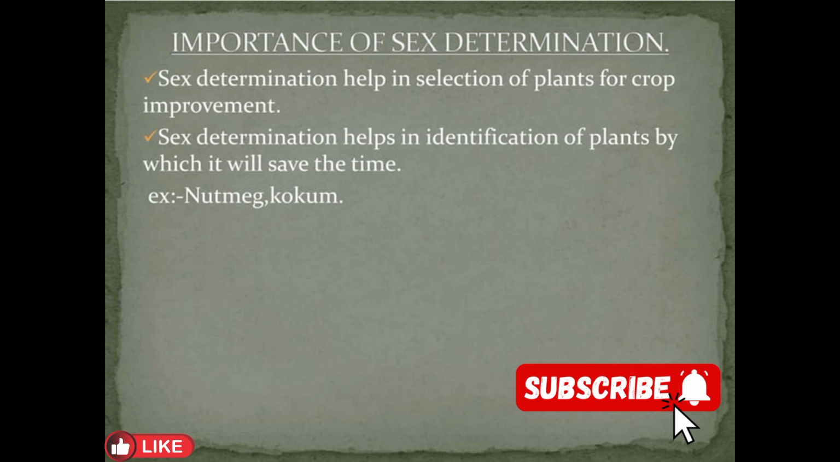Sex determination helps in the selection of plants for crop improvement. Sex determination helps in the identification of plants, which will save time. For example, in nutmeg and kokum.